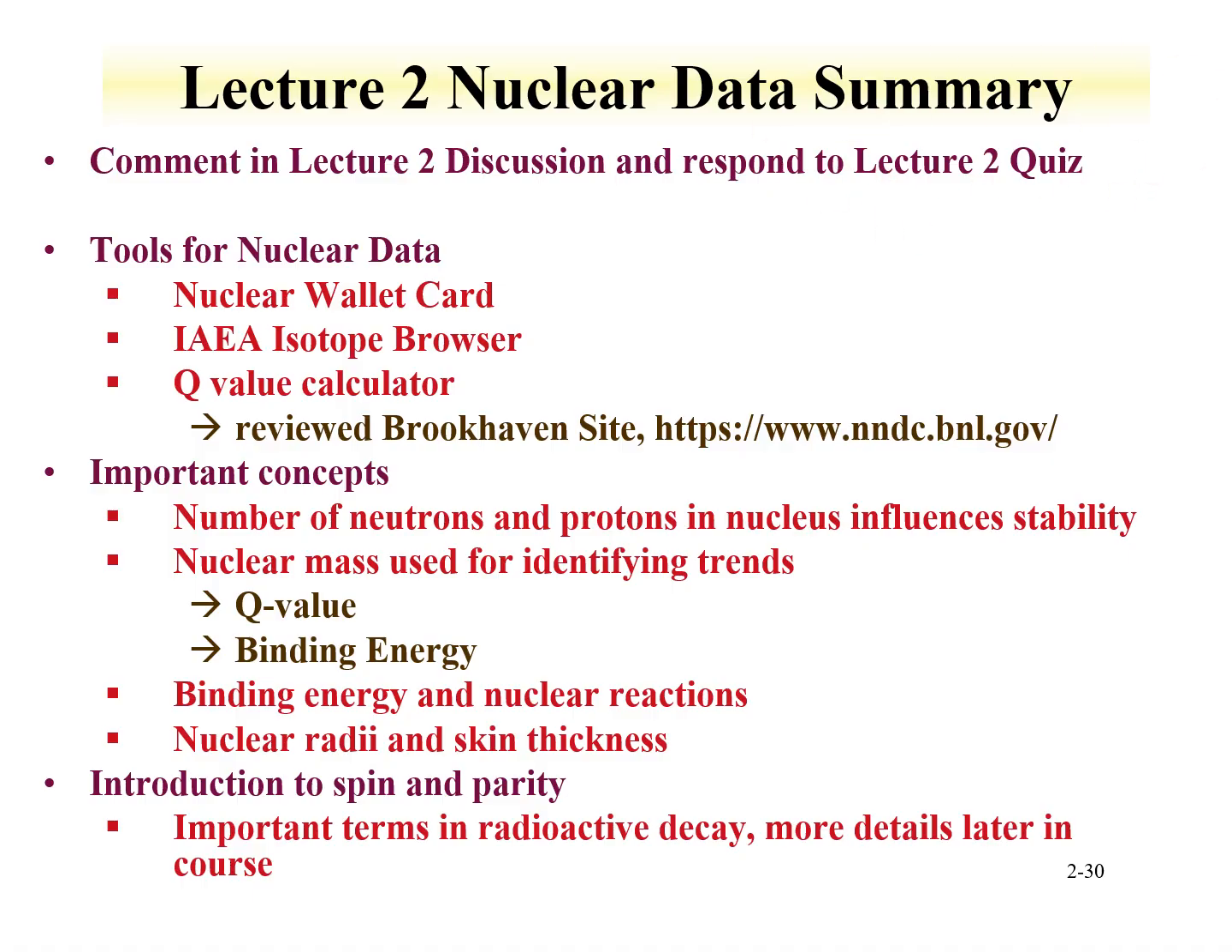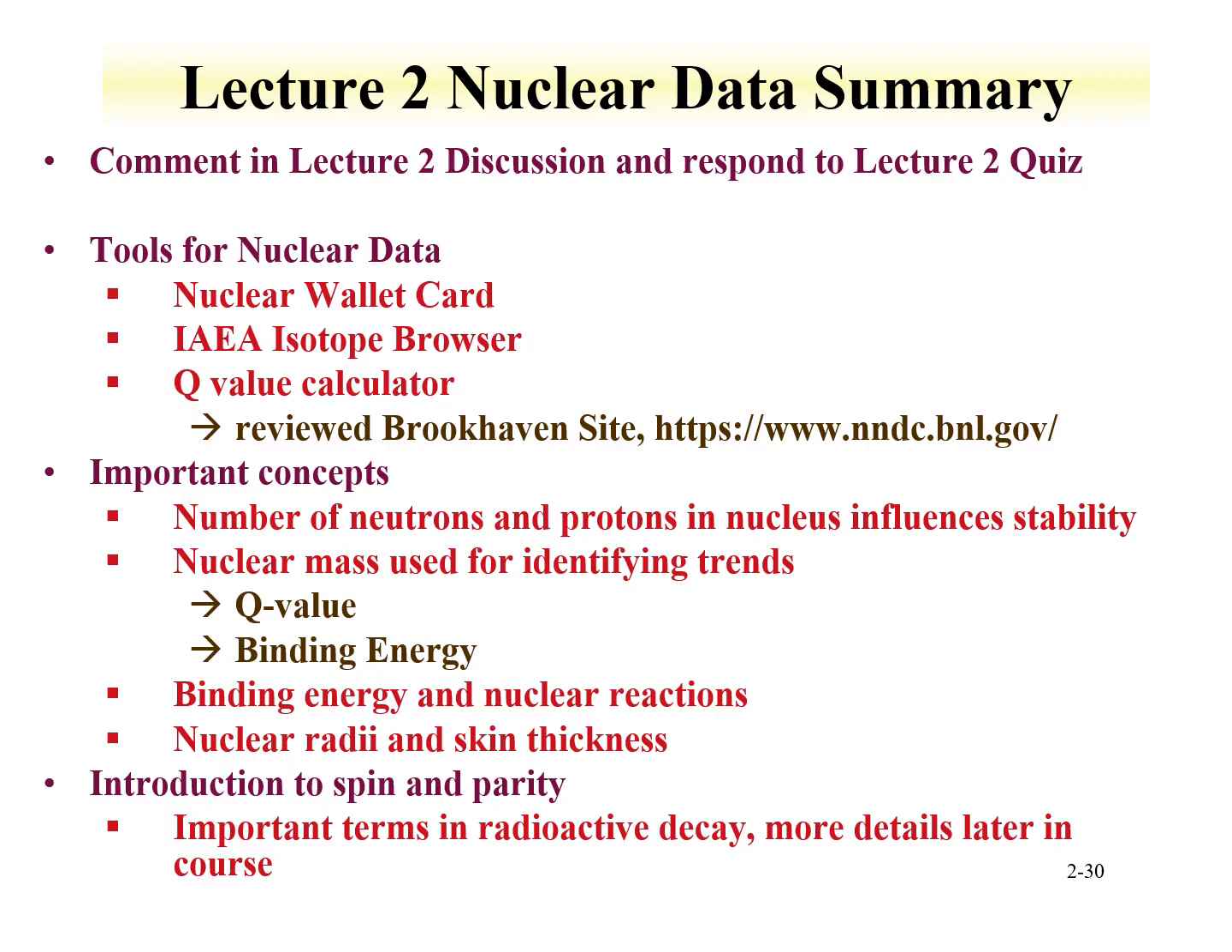This lecture went over some of the tools that are available from the National Nuclear Data Center site at Brookhaven. These included the nuclear wallet card, the Q-value calculator, and also the IAEA isotope browser, which is not from Brookhaven, but rather from the International Atomic Energy Agency.